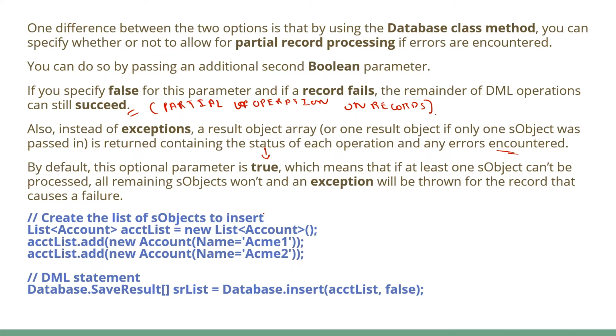Create the list of sObjects to insert. List<Account> accList = new List<Account>. So we are adding these two into that list: Acme1, Acme2. Then Database.SaveResult[] srList = Database.insert(accList). This is the boolean parameter. If this particular parameter is set to true, then this particular Database class will run as a DML statement.